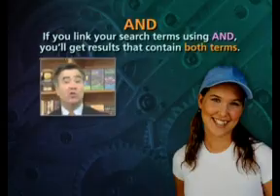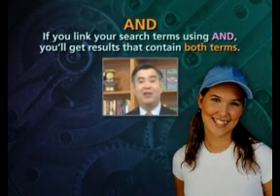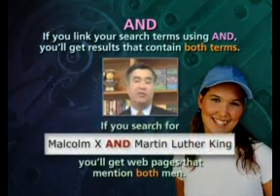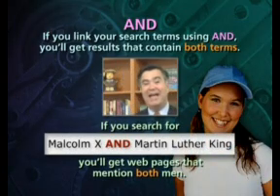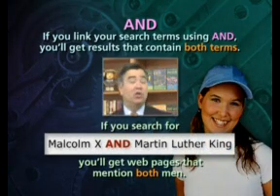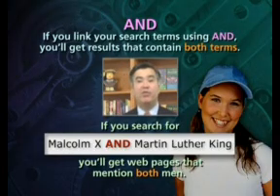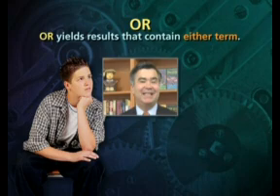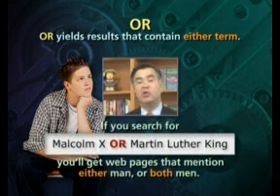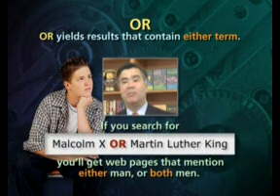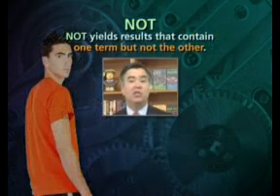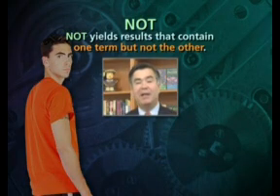Now, if you link your search terms using the operator and, you'll get search results that contain both terms. For example, if you search for Malcolm X and Martin Luther King, you'll get web pages that mention both men. The operator or yields results that contain either term. So if you search for Malcolm X or Martin Luther King, you'll get web pages that mention either man or both men. Not yields results that contain one term but not the other.